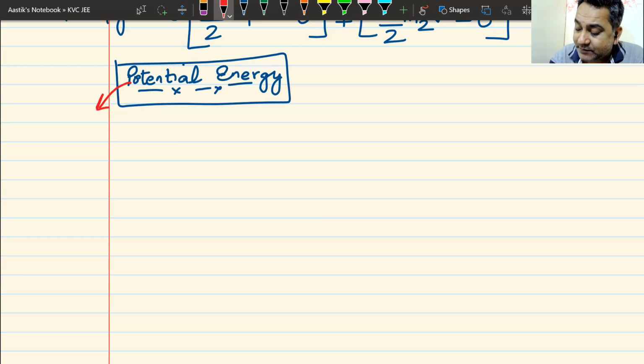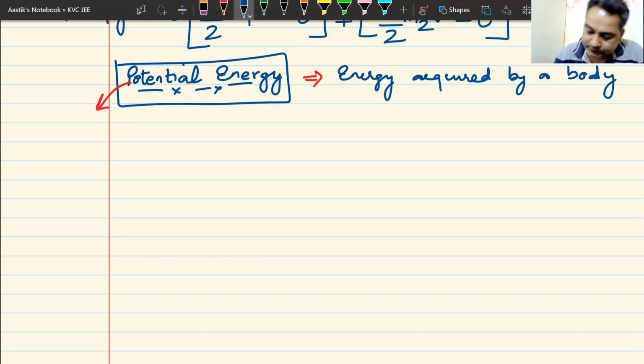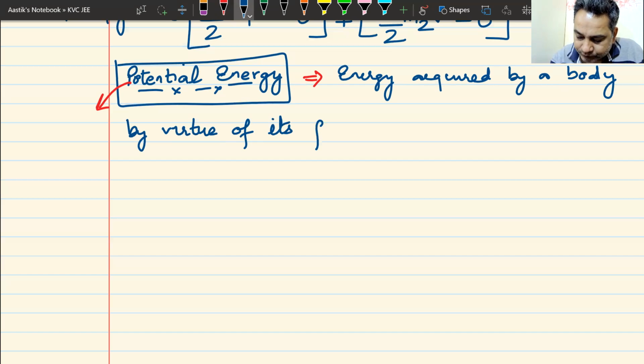So in short, what can we write about potential energy? Energy acquired by a body by virtue of its position.